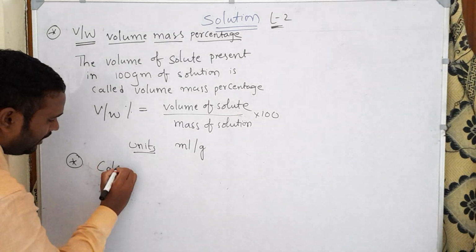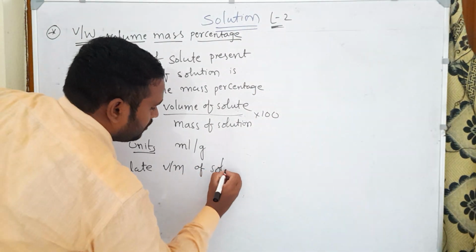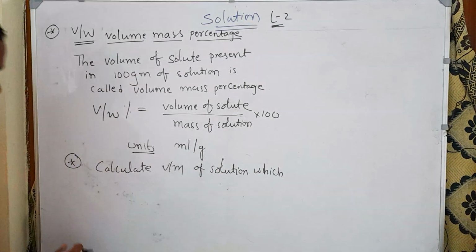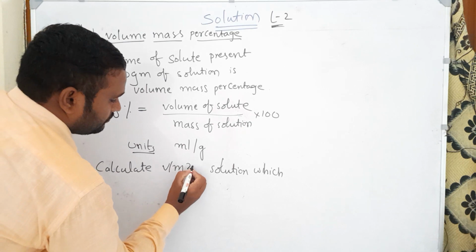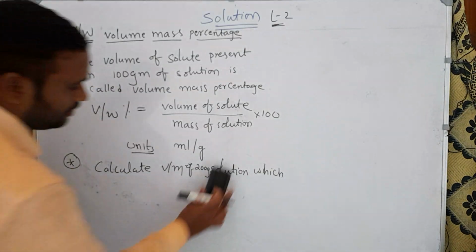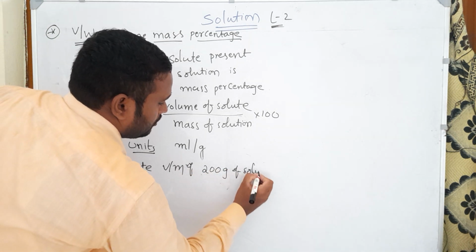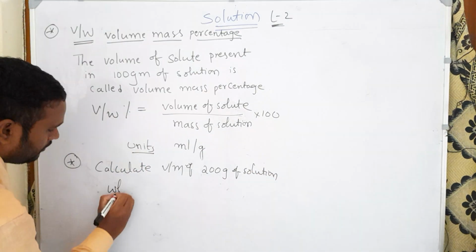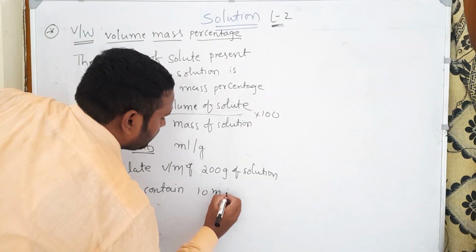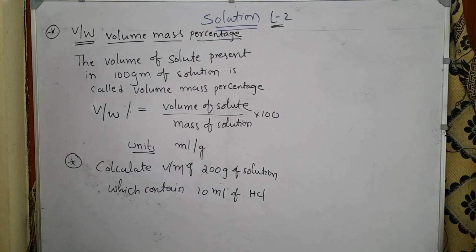Calculate the volume mass percentage of 200 grams of solution which contains 10 ml of HCl. Okay, so how can we calculate the volume mass percentage here?